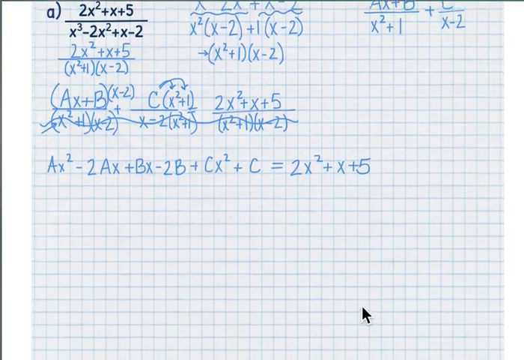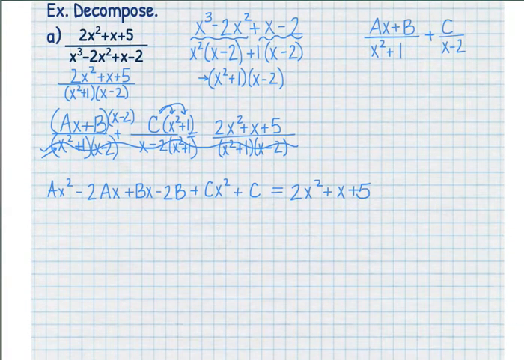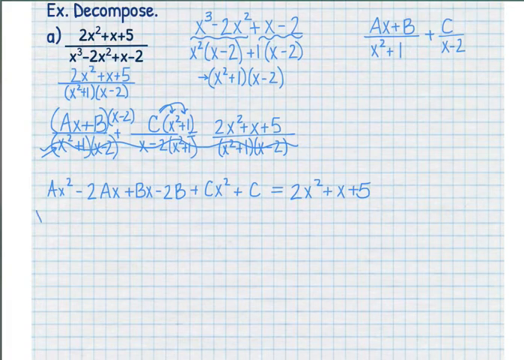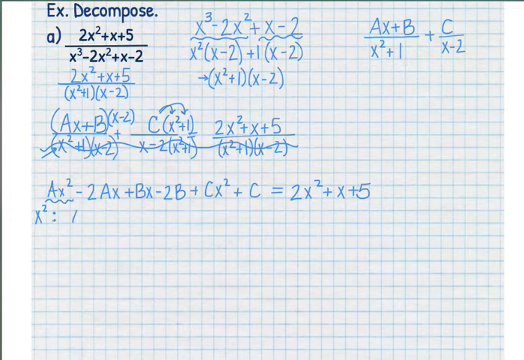So now we're going to set up our equations. Let's make an equation out of our x squared terms. We have an Ax squared. We don't have a Bx squared, so I'm just going to put a 0 there to remind me. We've got a Cx squared, and that's going to be equal to 2x squared from the other side.